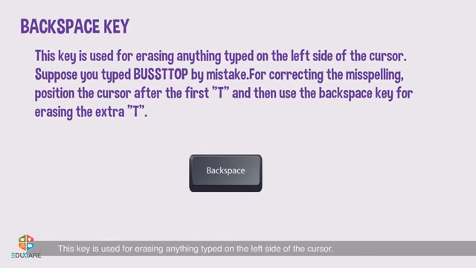Backspace key. This key is used for erasing anything typed on the left side of the cursor. Suppose you typed BUSSTOP by mistake. For correcting the misspelling, position the cursor after the first T and then use the Backspace key for erasing the extra T.